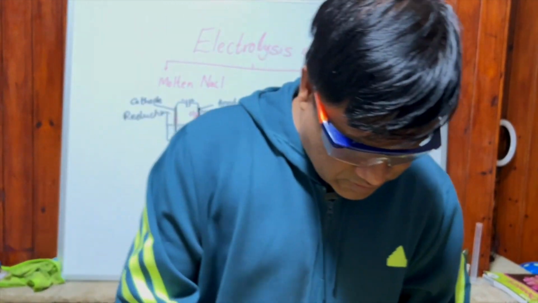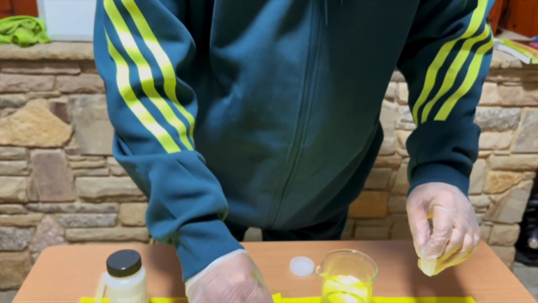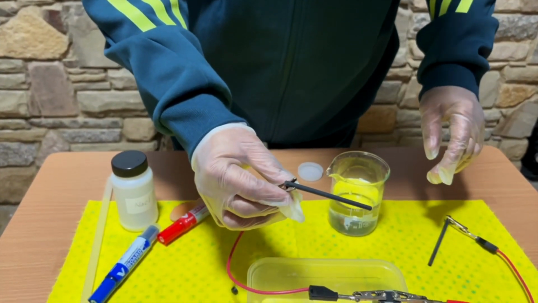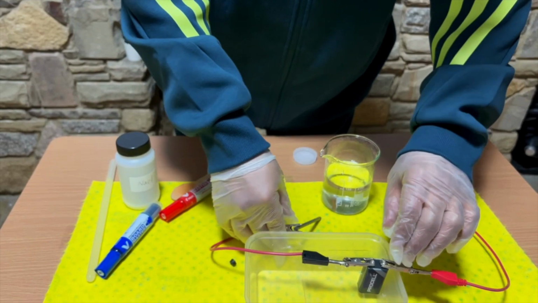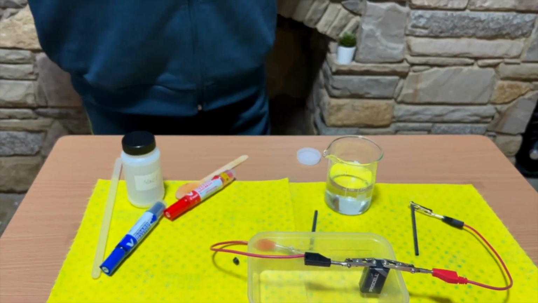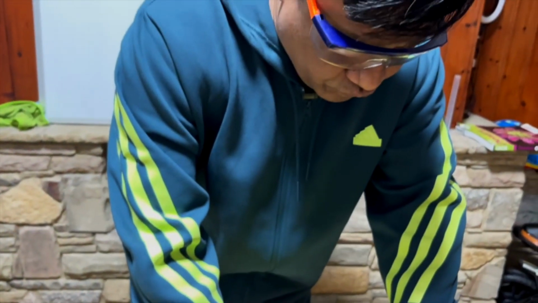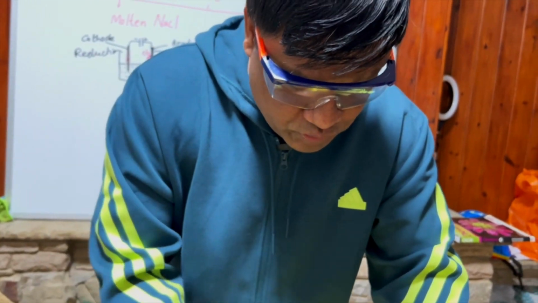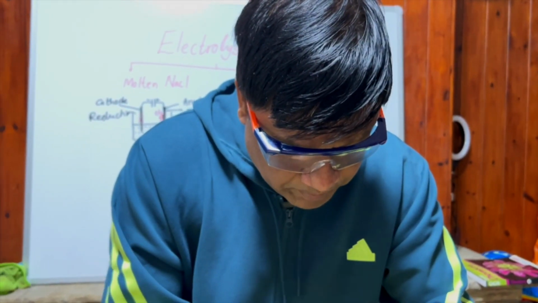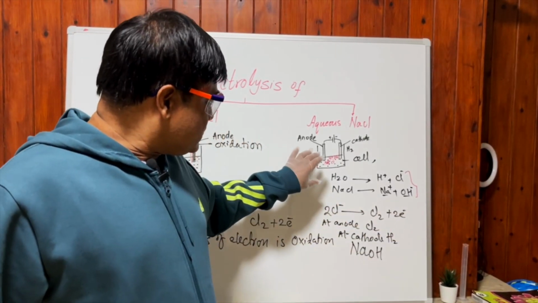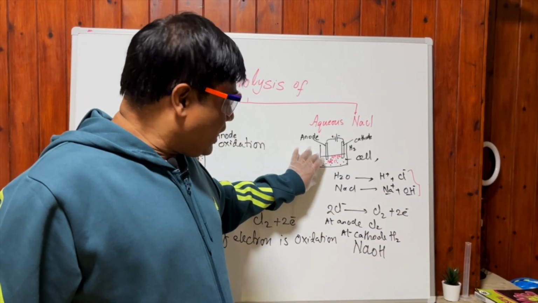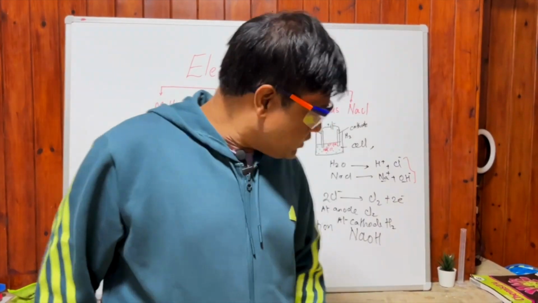Now look at this setup. This is called a graphite electrode. I have 2 graphite electrodes. One I connected to the positive end of the battery. When you connect the electrode to the positive end of the battery, this becomes the anode. To demonstrate this experiment, I have a small setup.